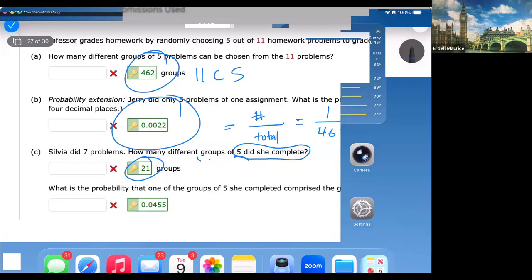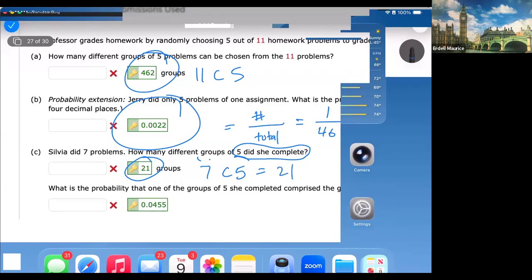Anybody want to tell me what they think it is? Yes. Do you have a question or an answer? All right, go ahead. Choose or permute? Permutation, we say 7 permute 5. Combination, we say 7 choose 5. 7 choose 5 is correct. She did 7 questions, and out of that, we're going to be forming groups of 5. So it's going to be 7 choose 5. That'll give us an answer of 21.